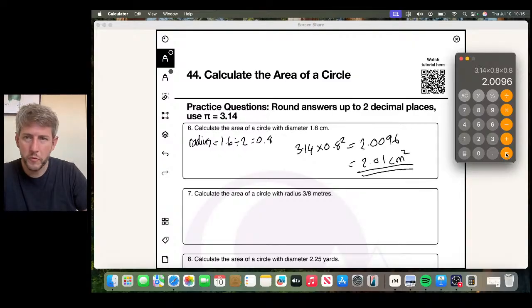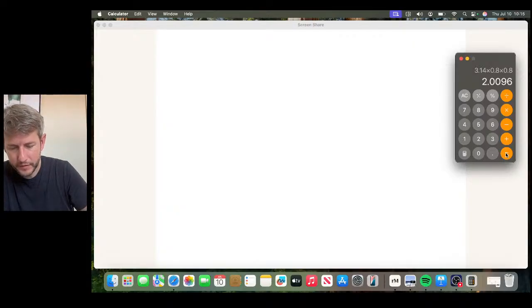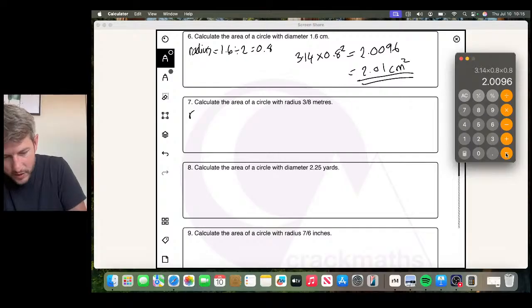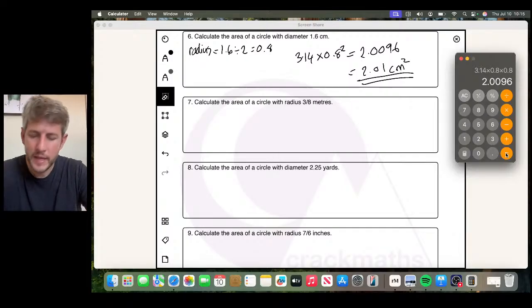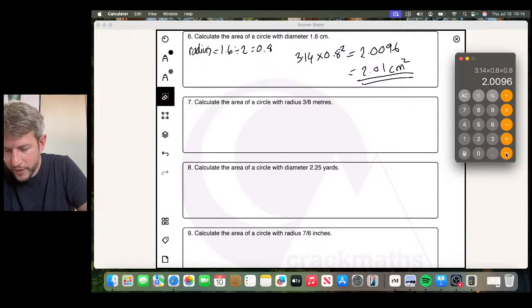So let's continue on with question 7. Okay, so we've got the radius. Oh no, we've been given the radius this time. So let's just work out what the radius equals first in a decimal form.